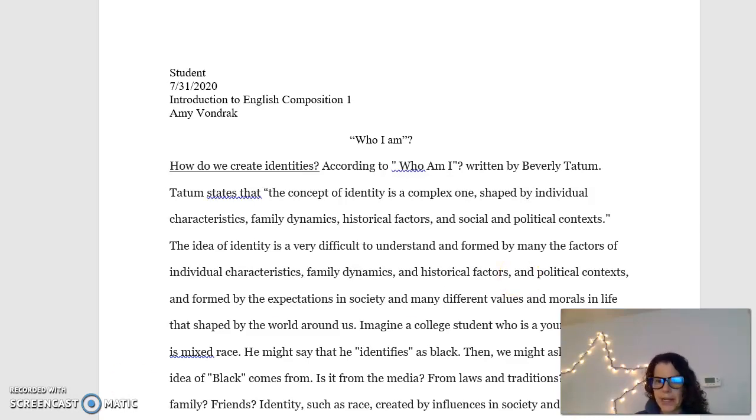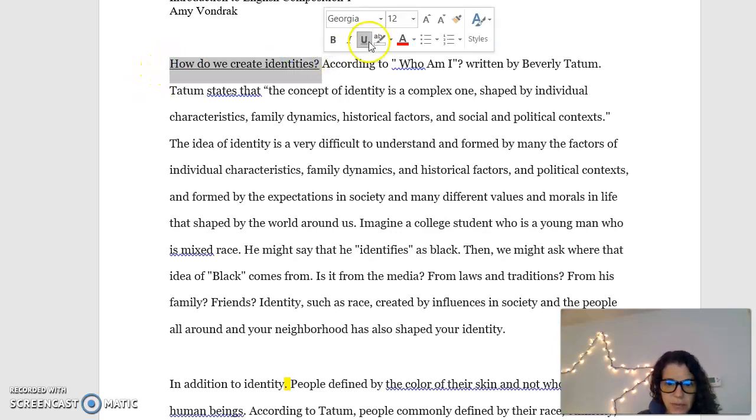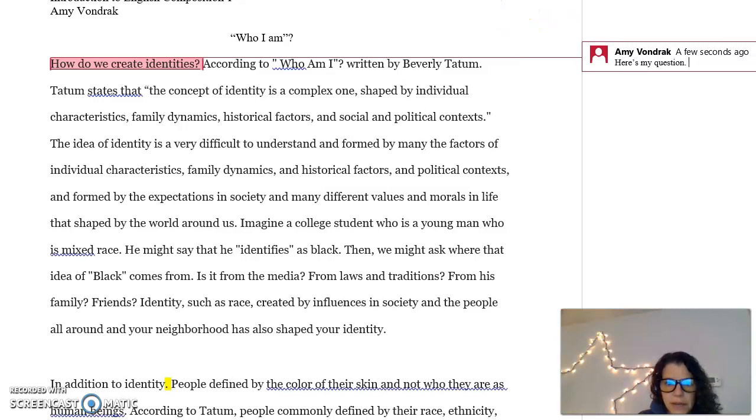Okay, so I'm reading. Who Am I? Okay, good. I have a title. How do we create identities? Okay, yeah, that's the question. So here's my question. I'm going to underline. I already underlined that. I got that underlined. I'm going to make a note here. Here's my question. Okay. And then I'm going to keep reading.